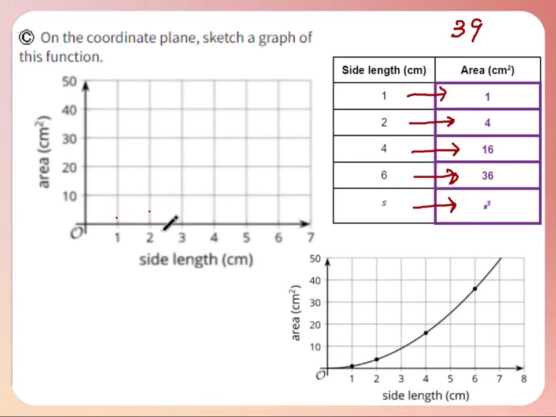And then 4, 16. I don't have a 3 here. I'm going to skip that. 4, 16 is going to be about right here. And then we go to 6. And then that goes up to 36. And then you're going to connect those dots. So it looks like it's curving up. So it should look something like this when you sketch it.